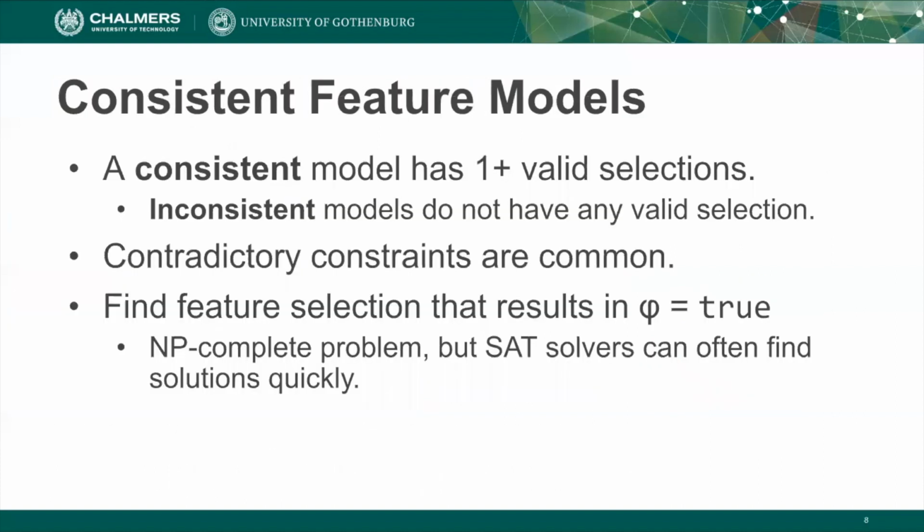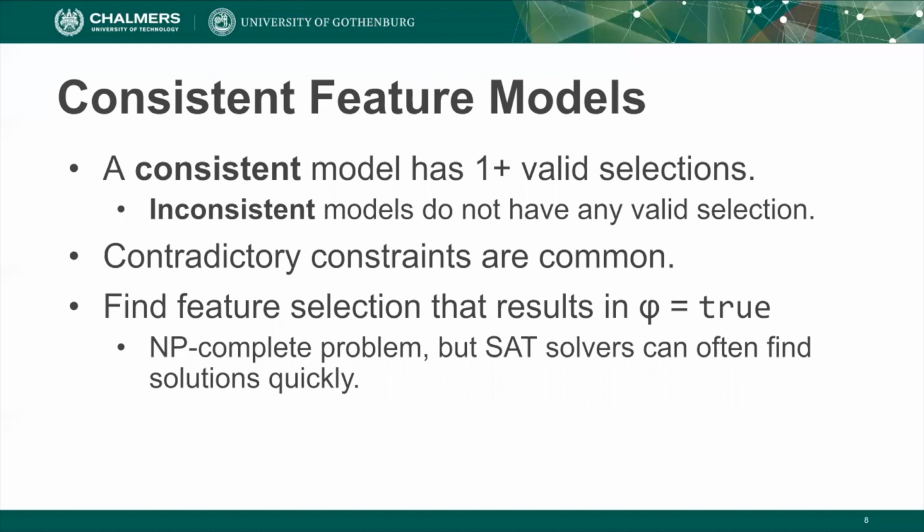The next question we attempt to answer is, well, is there any valid feature selection for a given model? And from this, can we generate all the feature selections? We say a feature model is consistent if it has at least one valid feature selection. Otherwise, we say the feature model is inconsistent. In a model with many different cross-tree constraints, such a question is not actually trivial to answer. Adding contradictory constraints by accident is something that can easily happen.